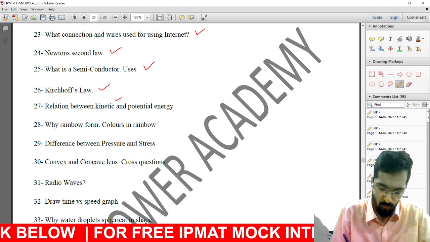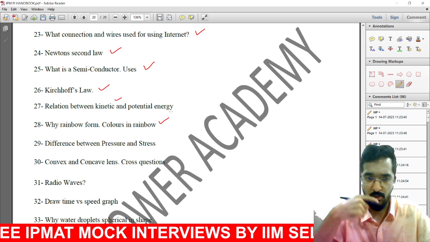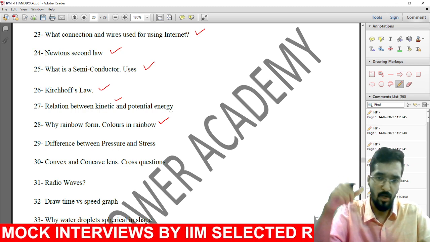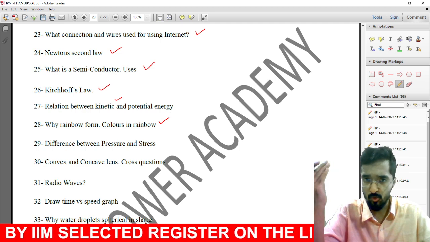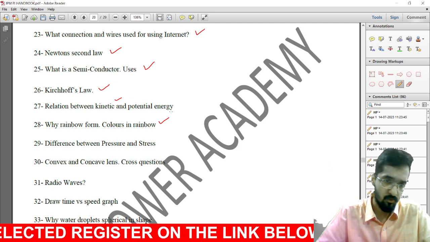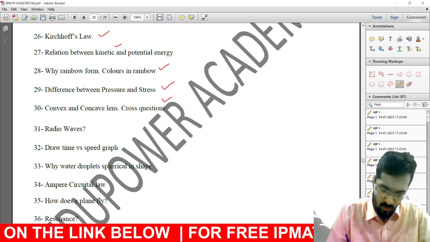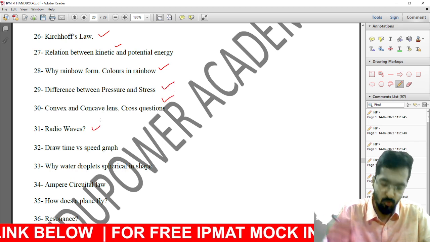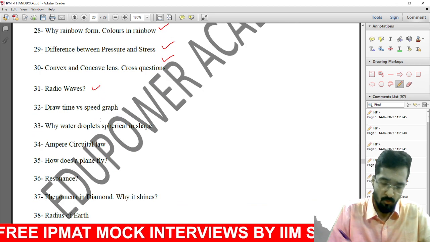Why does a rainbow form and what are the colors in a rainbow? Again questions related to light, and questions related to work, power, energy chapter. Just need to revise your textbooks from class 11th and 12th. Difference between pressure and stress. What are convex and concave lenses? What are radio waves? Draw the speed time graph.